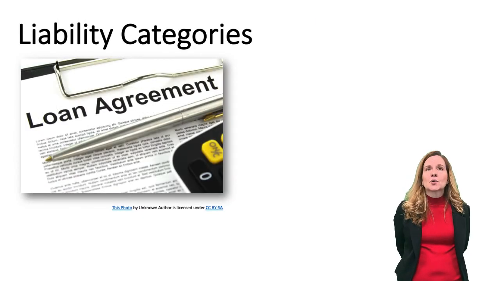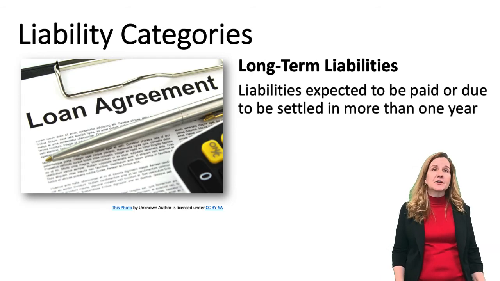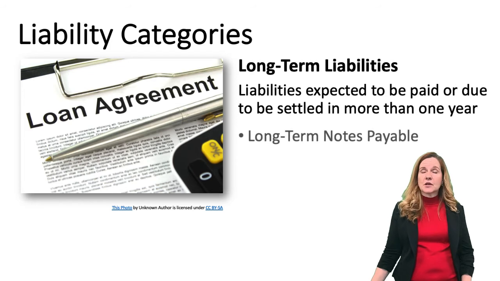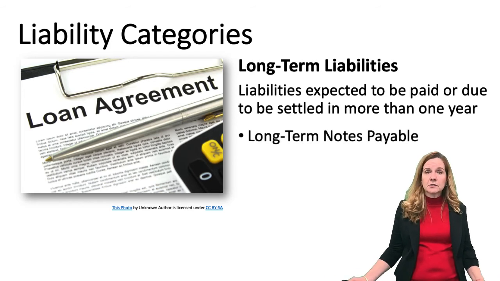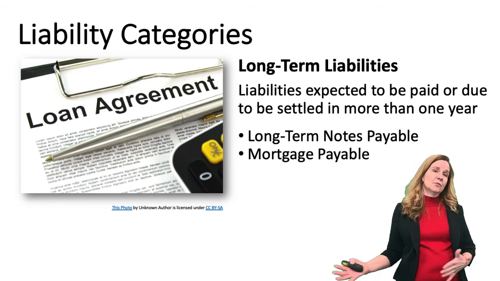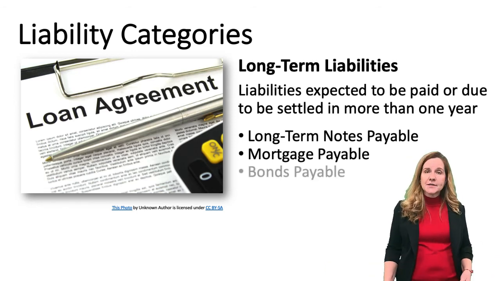And then the last category, long-term liabilities. These are just the opposite of current. They are expected to be paid or settled in more than 1 year. Examples are any loans longer than a year. So if you have a 5-year car loan, that would be long-term. Mortgage payable, if you have a building and you have a 30-year mortgage on it, that's a long-term liability. Bonds payable.